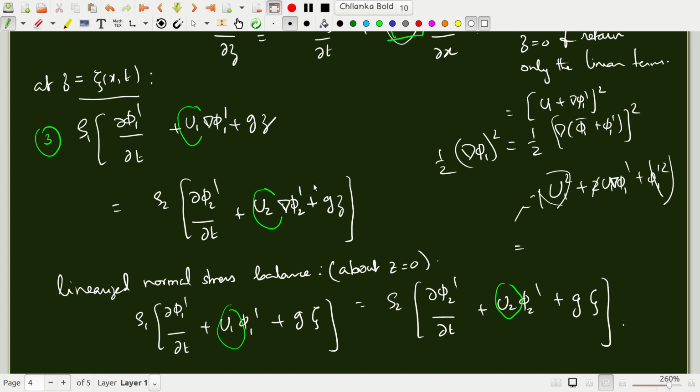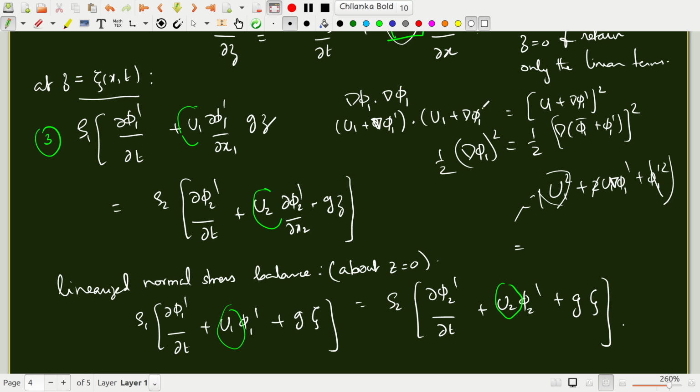Okay, and because it is a dot product, finally you will find that this is simply u1 partial phi1 prime by partial x1, u2 partial phi2 prime by partial x2. Del phi1 is del phi1 dot del phi1. So del phi1 is del phi1 prime plus u1 e1 to be specific. This dot product will ensure that only this e1 unit vector, only partial phi1 prime by partial x1 will come here.